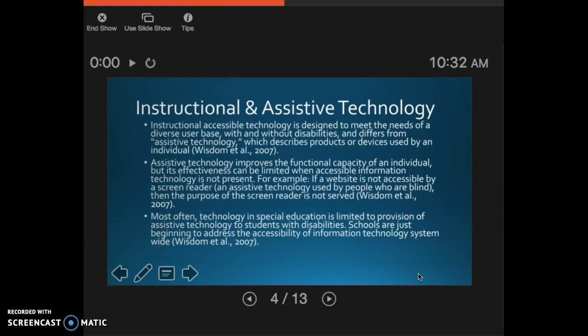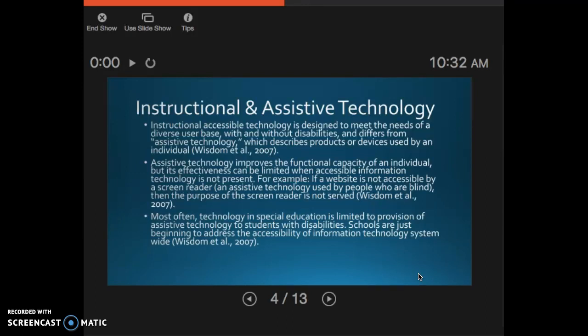Let's see special education technology in two lenses. The instructional technology is the technology that you use for your instructions, what the teachers use in their regular day-to-day instructions, and it needs to be designed to meet the needs of a diverse user base with and without disabilities. And this differs from assistive technology, which is a product or device used by a single individual. We need to remember that in order to enhance inclusive practices in schools, educators should consider both instructional and assistive technology for students with exceptionalities.